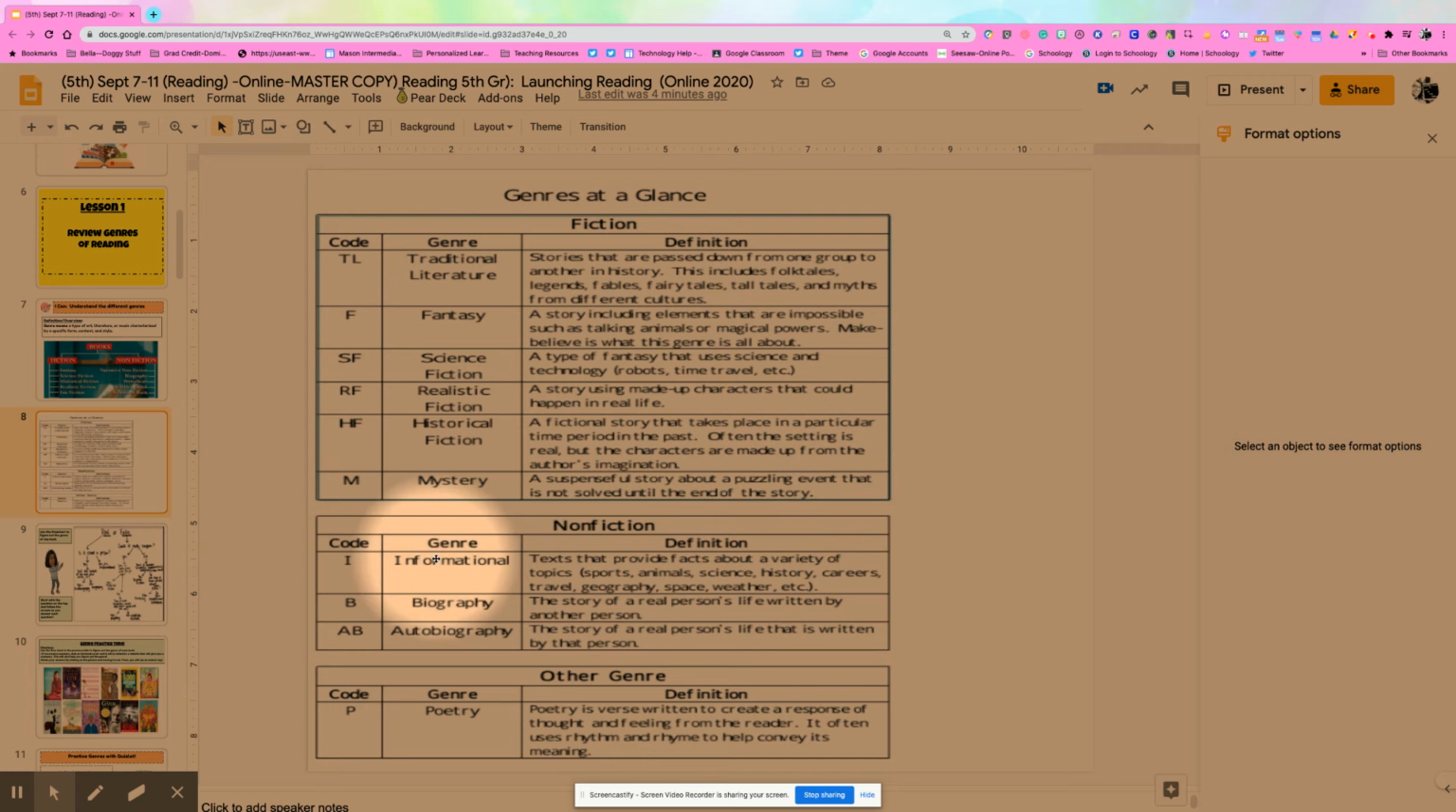Then we have nonfiction, and in nonfiction, we have informational. Those are just books about a variety of topics like sports, animals, science, history, careers, and so on. We have biography, a story of a real person's life written by someone else. Autobiography, the story of a real person's life written by that person. And then a genre all by itself is called poetry. It's verse written to create a response of thought and feeling. They're written in stanzas, not paragraphs. They have rhyme sometimes, but they definitely have a rhythm. They all still have a theme.